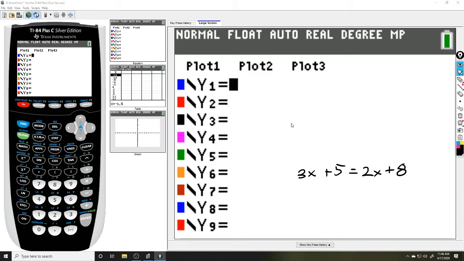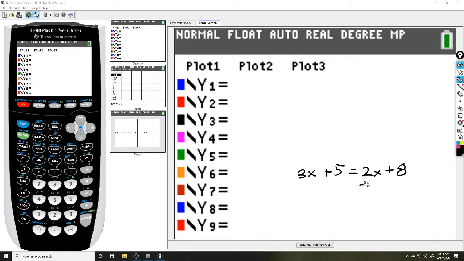Hi everyone, in this video I'm going to show you how to solve an equation using the TI calculator. And so one way we can do this, let's say we wanted to know where 3x plus 5 equals 2x plus 8. Well, we can solve that very quickly, right?